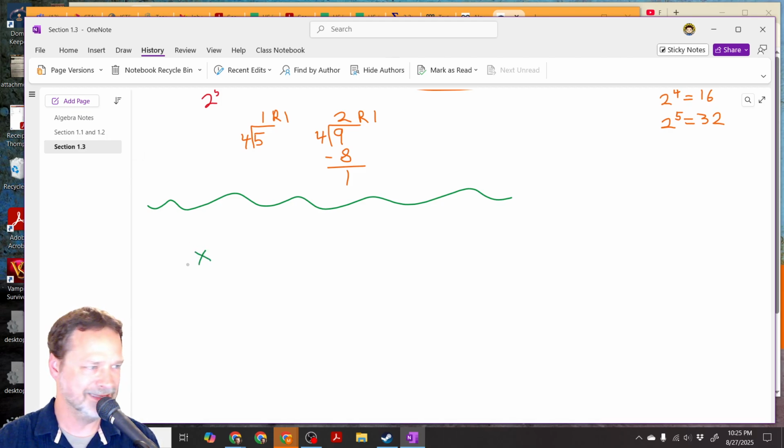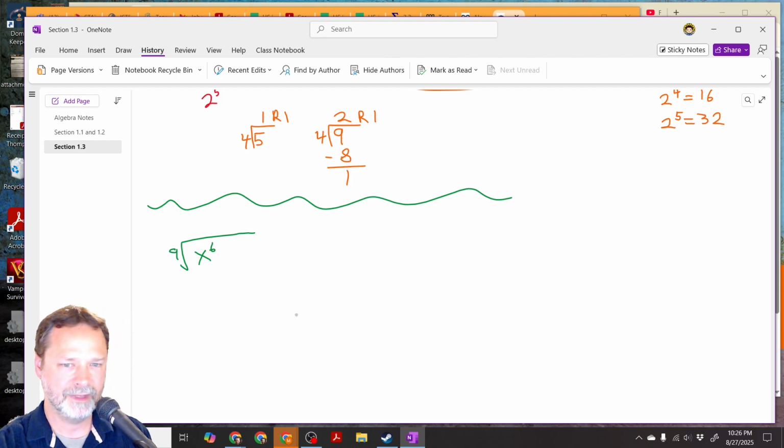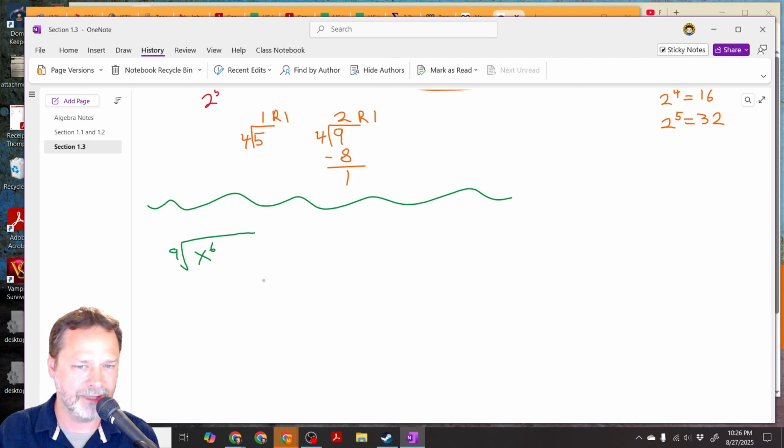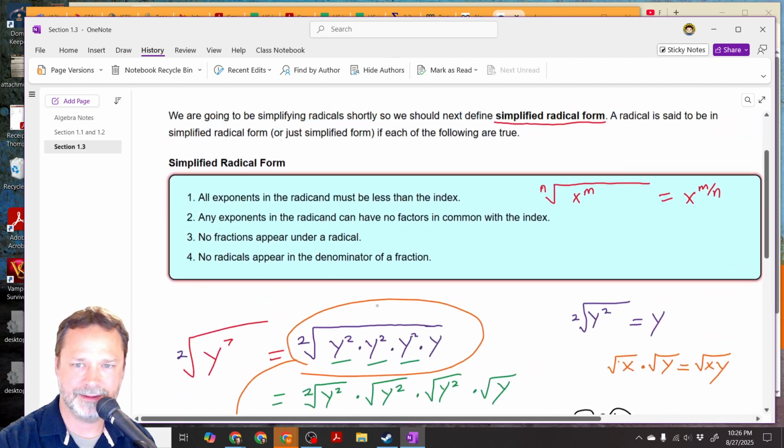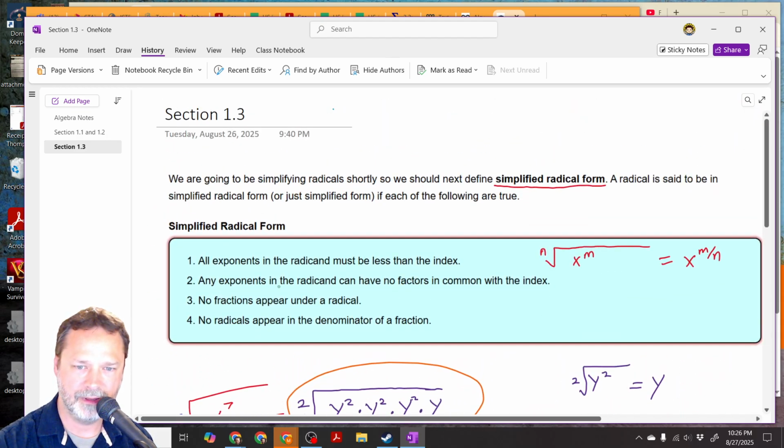The 9th root of x to the 6th. We must do this. Now, this time, 6 divided by 9, we can't do it, right? So what's wrong with this? I can't take any x's out, but this is not reduced. I'm going to tell you that right away. It's not reduced, and it's because of that rule 2. All exponents in a radicand can have no factors in common with the index.